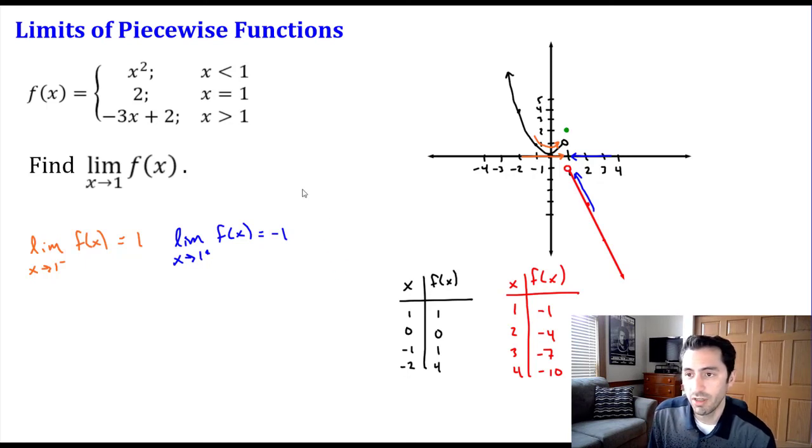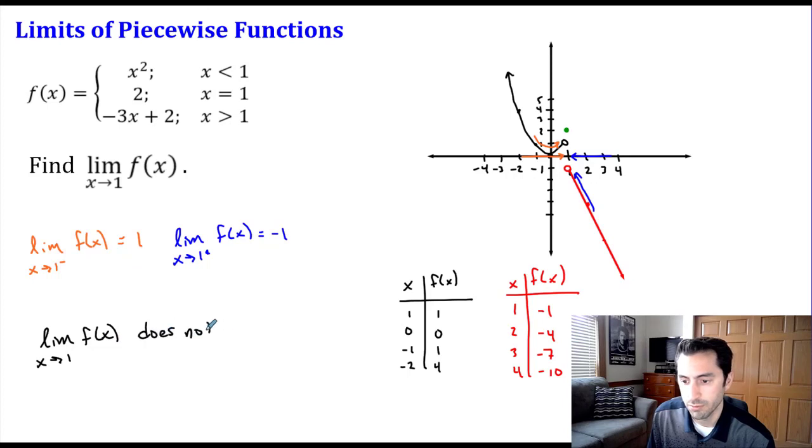So because our left-sided and our right-sided limits are equal to different things, this means that our limit that we wanted to find, so the limit as x approaches 1, does not exist. And so there's our answer. The limit does not exist in this case.